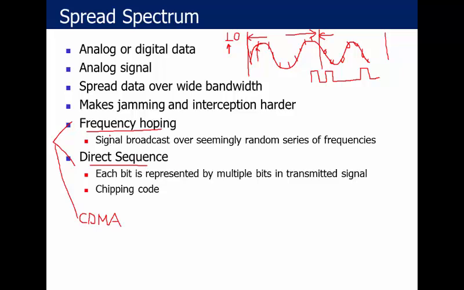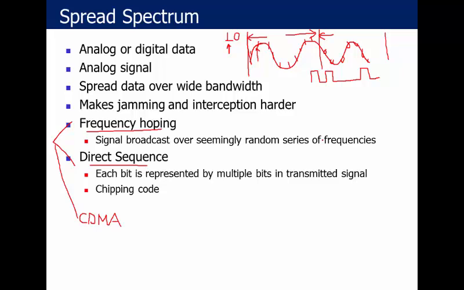Okay, so frequency hopping spread spectrum is the signal broadcasting over a seemingly random series of frequencies. So we divide the frequencies into multiple channels, but the allocation of using the channels is random. So random number based frequency scheduling is the key issue.